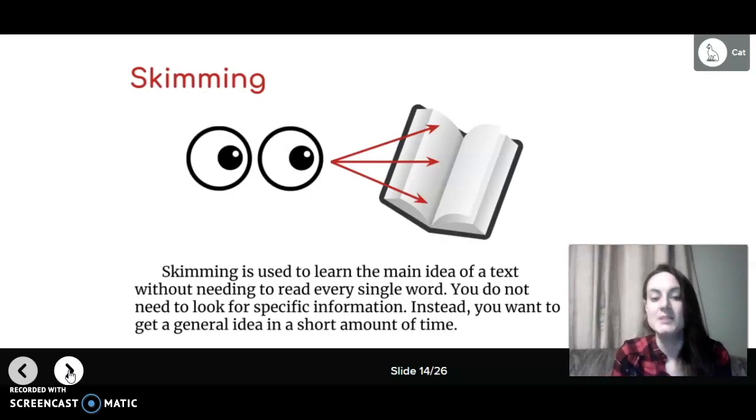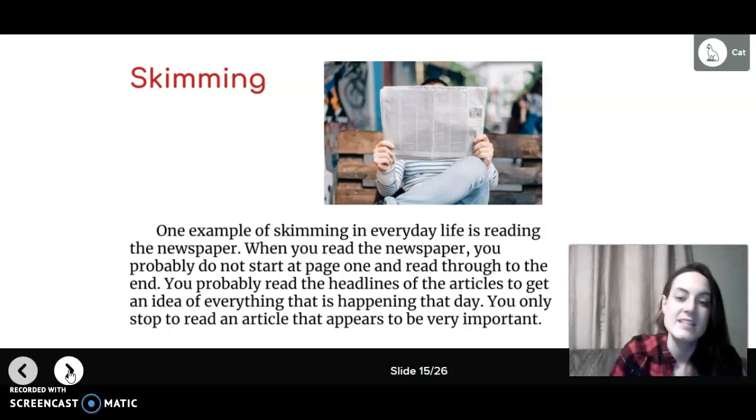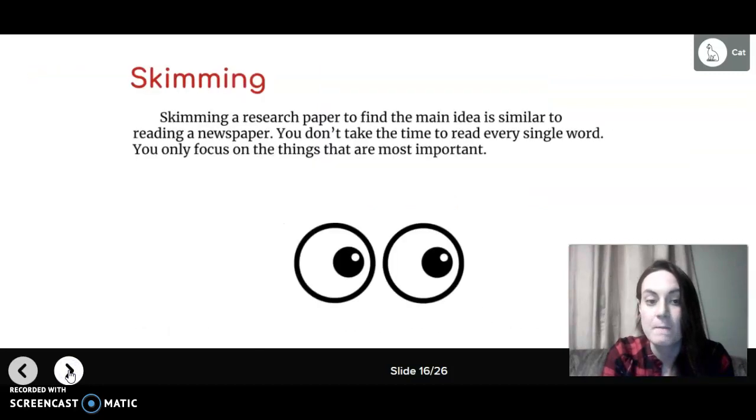Skimming. Skimming is used to learn the main idea of a text without needing to read every single word. You do not need to look for specific information. Instead, you want to get a general idea in a short amount of time. One example of skimming in everyday life is reading the newspaper. When you read the newspaper, you probably do not start at page 1 and read through to the end. You probably read the headlines of the articles to get an idea of everything that is happening that day. You'll only stop to read an article that appears to be very important.